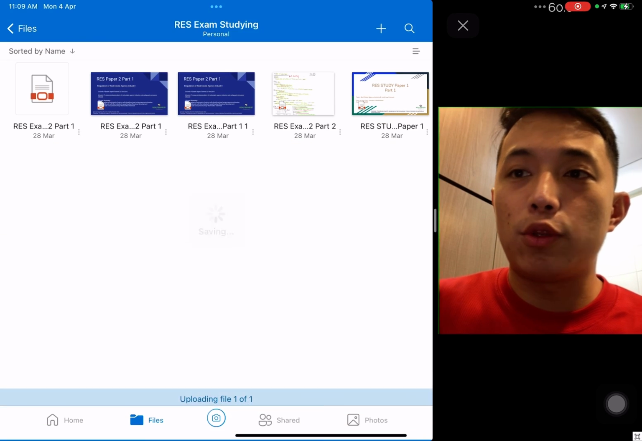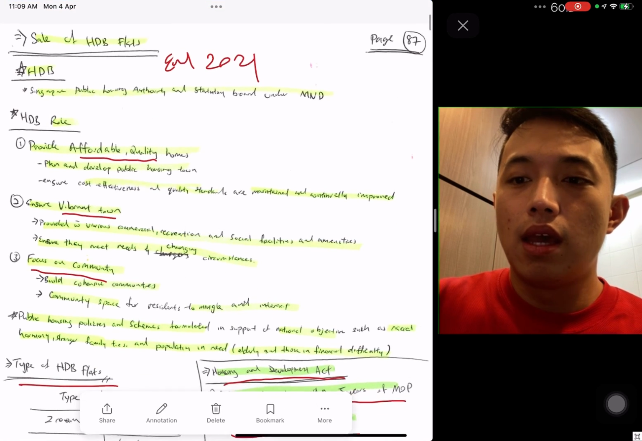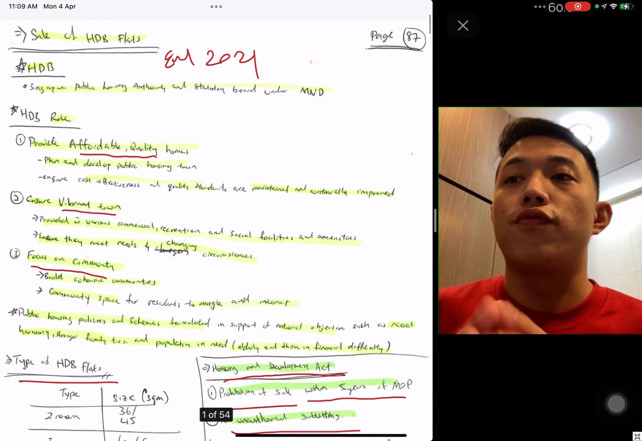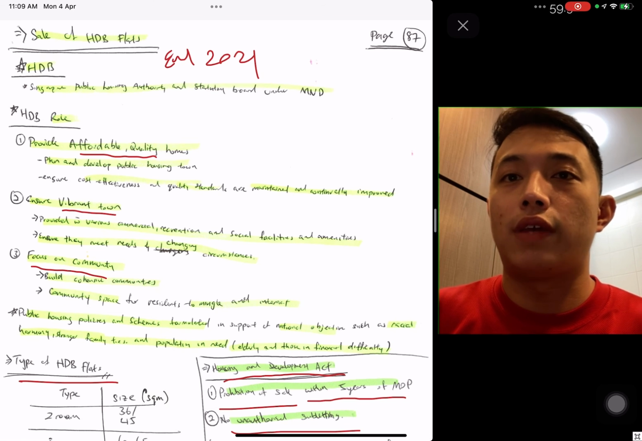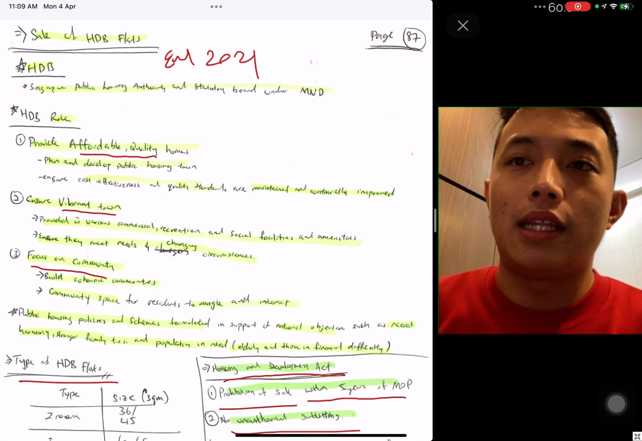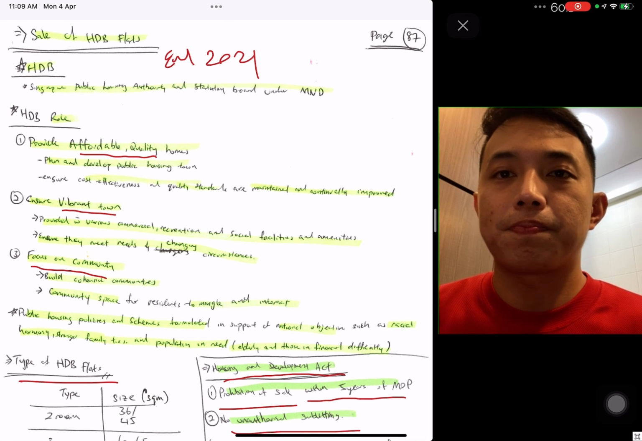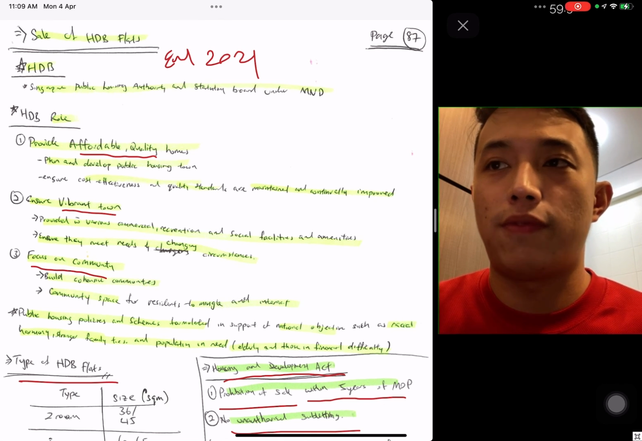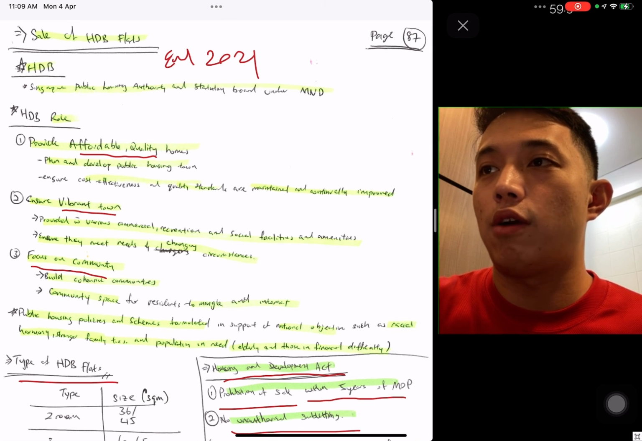Okay, for Paper 2 Part 1, I'm done. Paper 2 Part 2, I'll go through very fast, so take note of that. This note was done at the end of 2011. Take note of how the sale of an HDB flat is done. Okay, give me a minute, I'll restart the video.